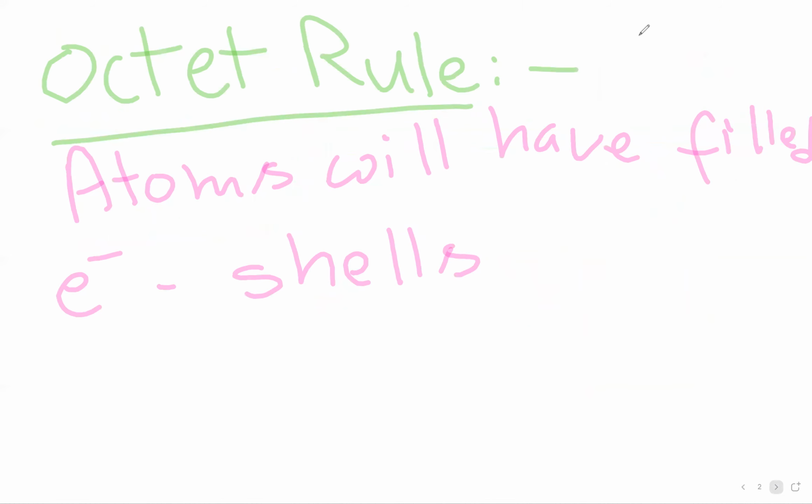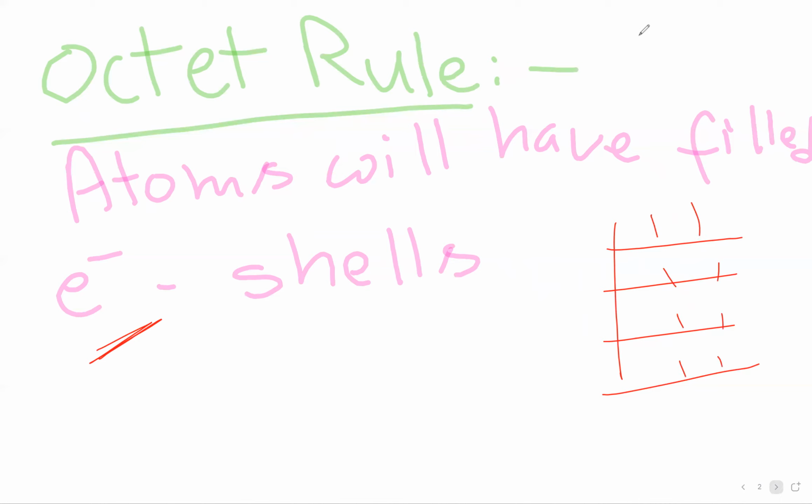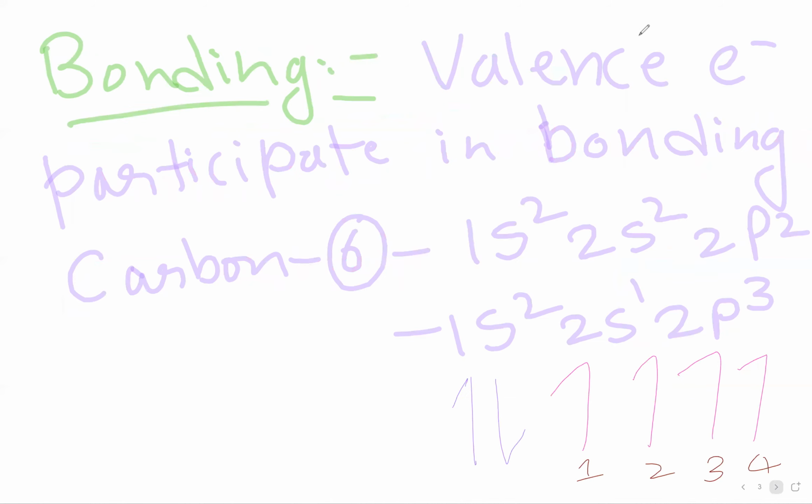So what is the octet rule? The atoms will have filled electron shells. When the electron shells are all full, that means they are very stable and they don't need to react with any other atoms. Okay. So what is bonding? Valence electrons participate in bonding.